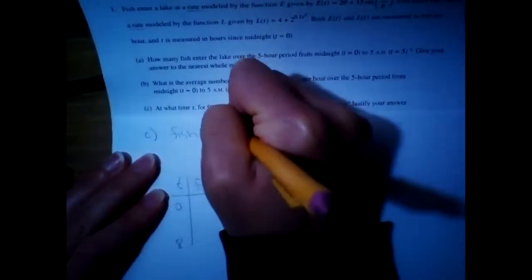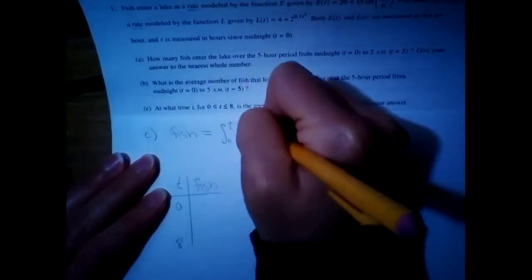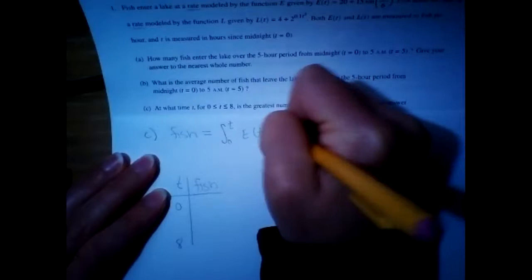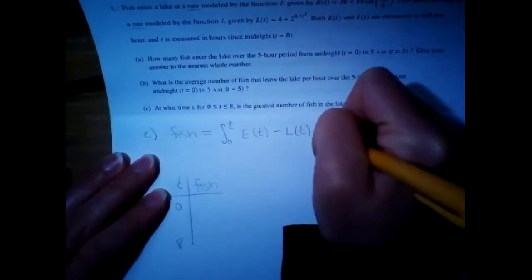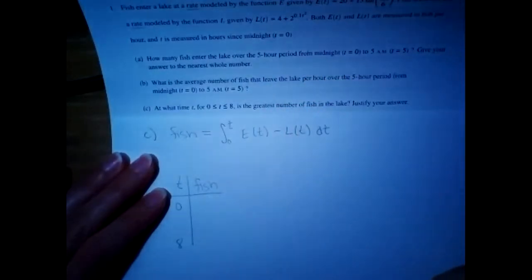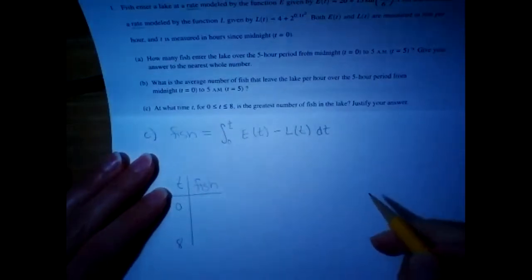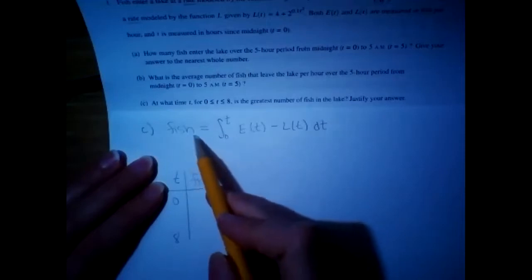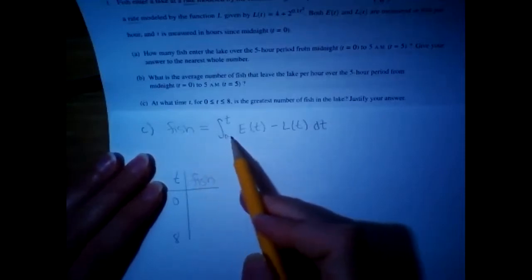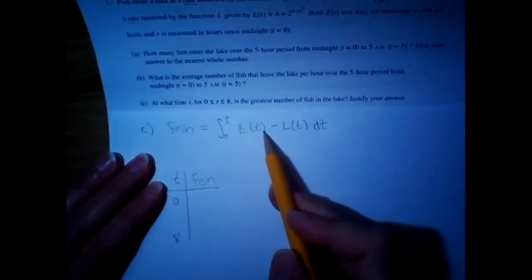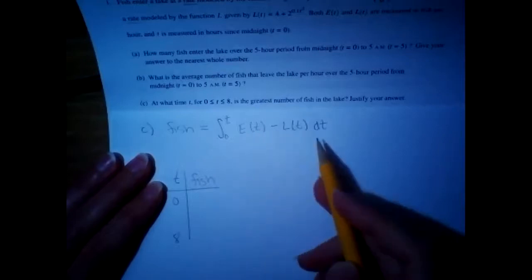All right, so let's write an equation for the number of fish. Fish equals the integral from 0 to t of the rate at which they enter minus the rate at which they leave. Do you guys remember the party problem? People entering minus people leaving, we did that. It's the exact same thing, just instead of people, it's fish. So fish is the accumulated amount of this integral, entering rate minus leaving rate.